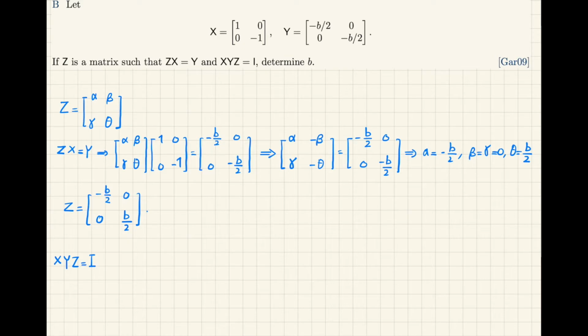Now I have another piece of information, and that is X times Y times Z is equal to I. Because all the matrices X, Y, and Z on the left-hand side are given to be 2 by 2 matrices, the identity matrix on the right-hand side should also be a 2 by 2 matrix, because the product of 2 by 2 matrices on the left-hand side turns out to be a 2 by 2 matrix at the end. So now if I replace X, Y, and Z with the given matrices, I will have this.